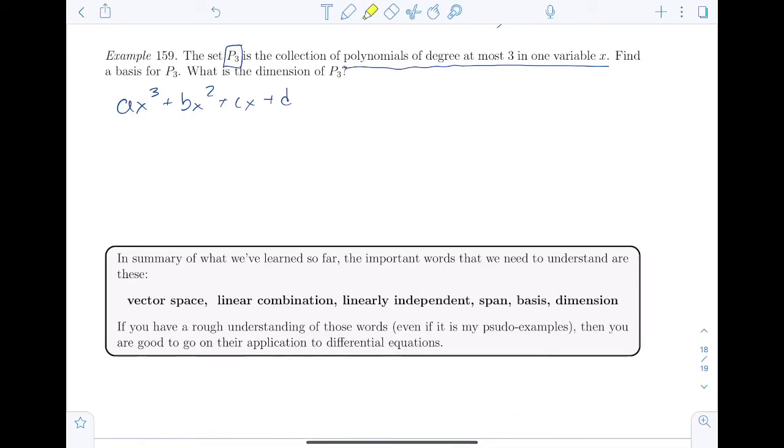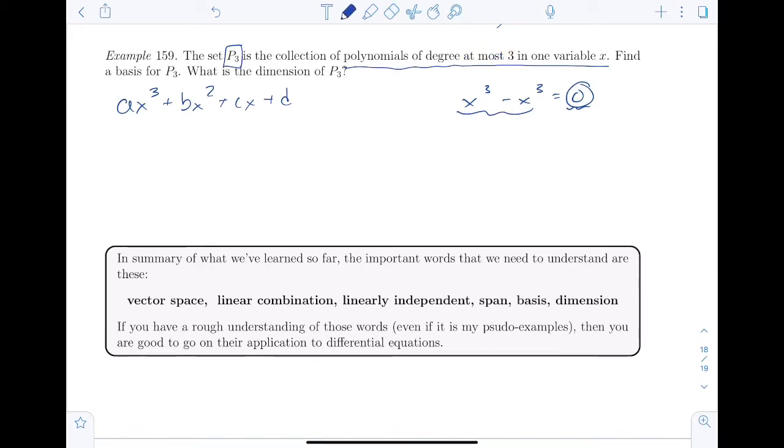Now the words "at most" here are required. If I get rid of the words "at most," then it's not a vector space, because you could take x cubed minus x cubed, and you get 0. And so I took two things that were both degree 3 and added them, and I got something that wasn't degree 3, but it was degree at most 3. Okay, so that phrase "at most" is important here. And if you get rid of it, it's no longer a vector space.